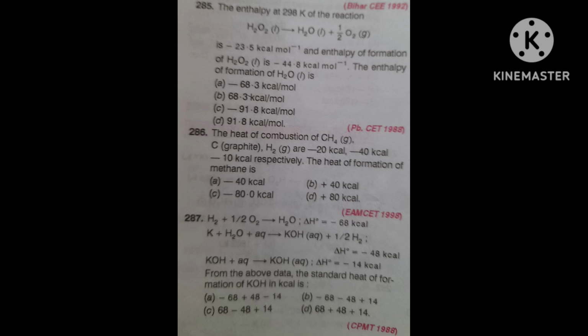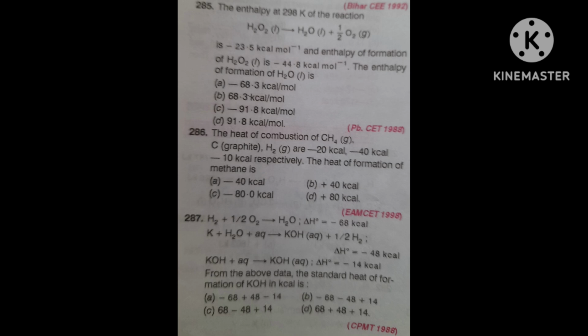Easily, out of three, two values are known, and the third value for water you can get very easily. Minus minus, product minus reactant, that side minus minus is plus 44.8. Then the H2O value you can calculate very easily: minus 23.5, and then the plus 44.8 is there.